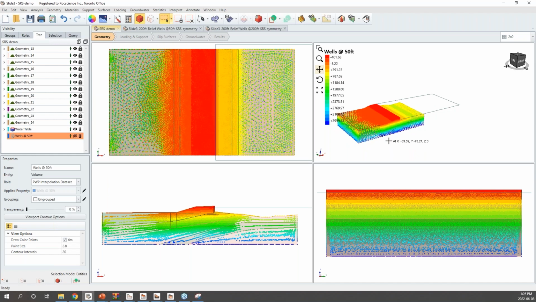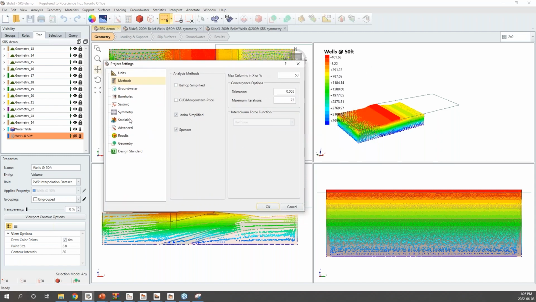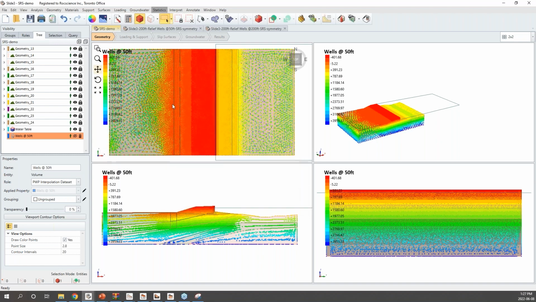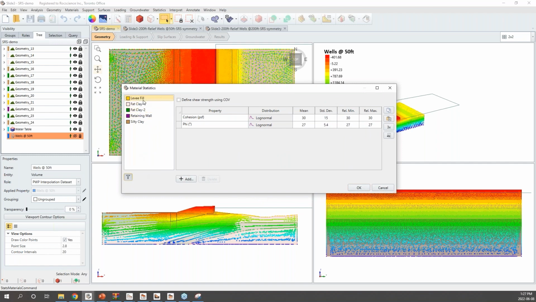Before we look at the spacing of the wells and such, let's look at how response surface was set up. We go to project settings, statistics, and we see that response surface is selected with 5,000 samples and overall slope. To reiterate, there are 5,000 samples here, so we're going to get 5,000 factors of safety, but a smaller number of samples will actually be computed to train the model, which I'll show in a second. Let's also look at the statistics that are defined. 3 of our materials have random variability for a total of 6 random variables.